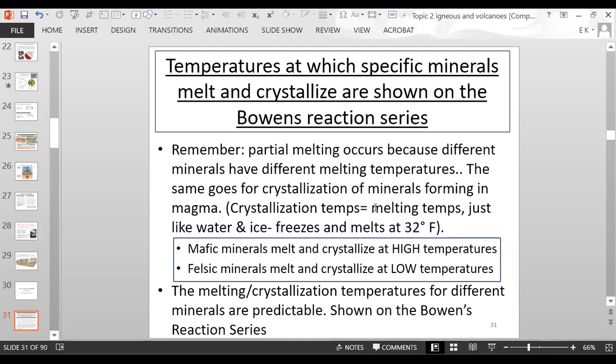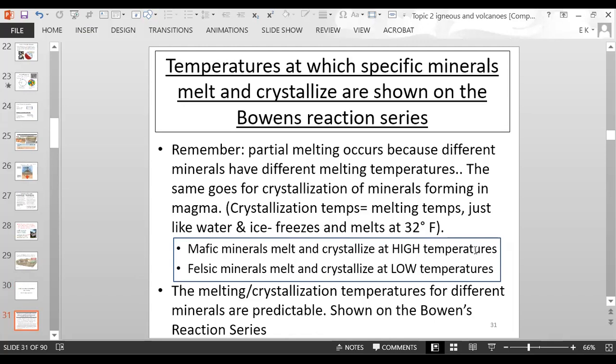Crystallization temperatures therefore equal the melting temperatures, just like water and ice. So water freezes at 32 degrees Fahrenheit and ice melts at 32 degrees Fahrenheit. Okay, so some minerals will form and melt at a particular temperature. So mafic minerals melt and crystallize at high temperatures. Felsic minerals melt and crystallize at low temperatures.